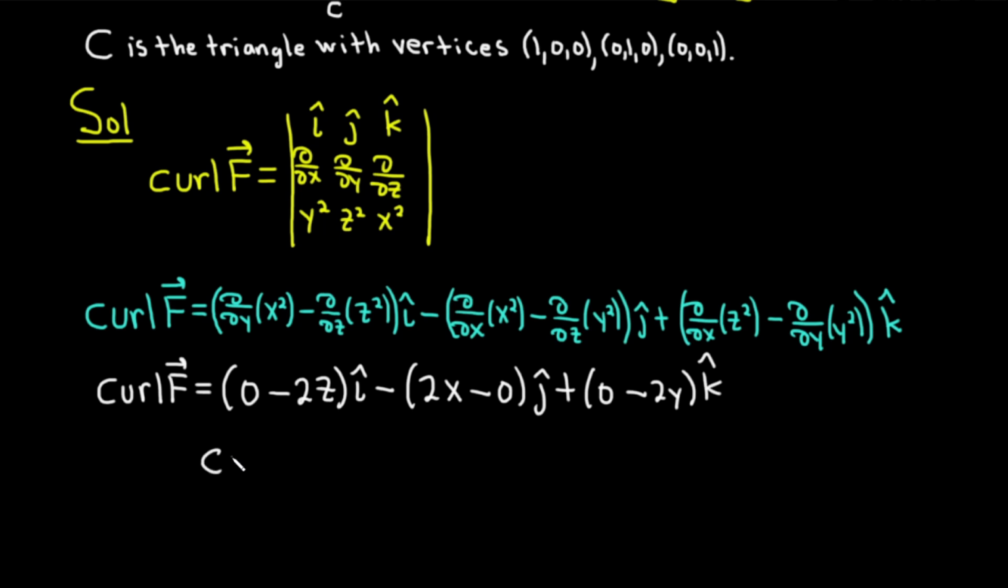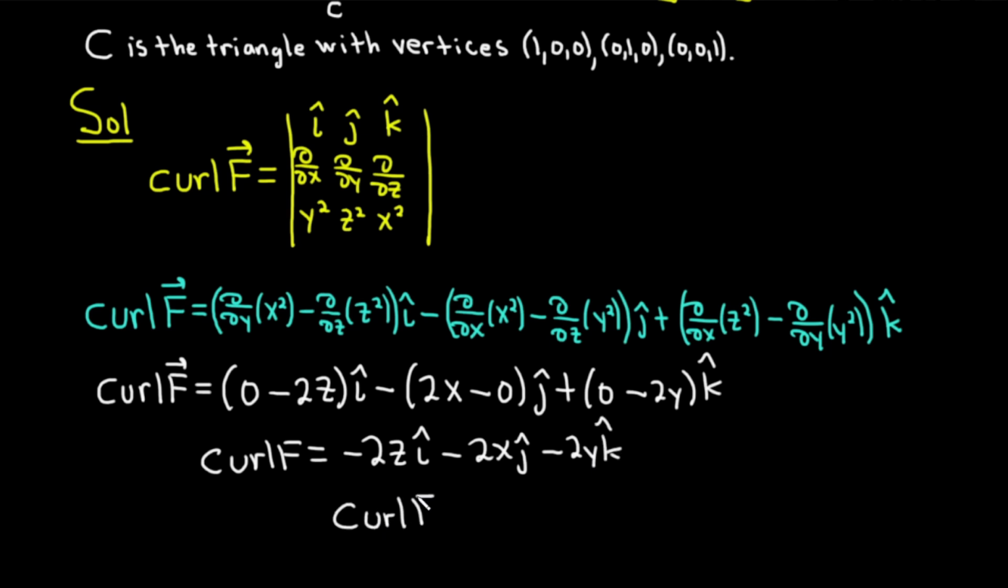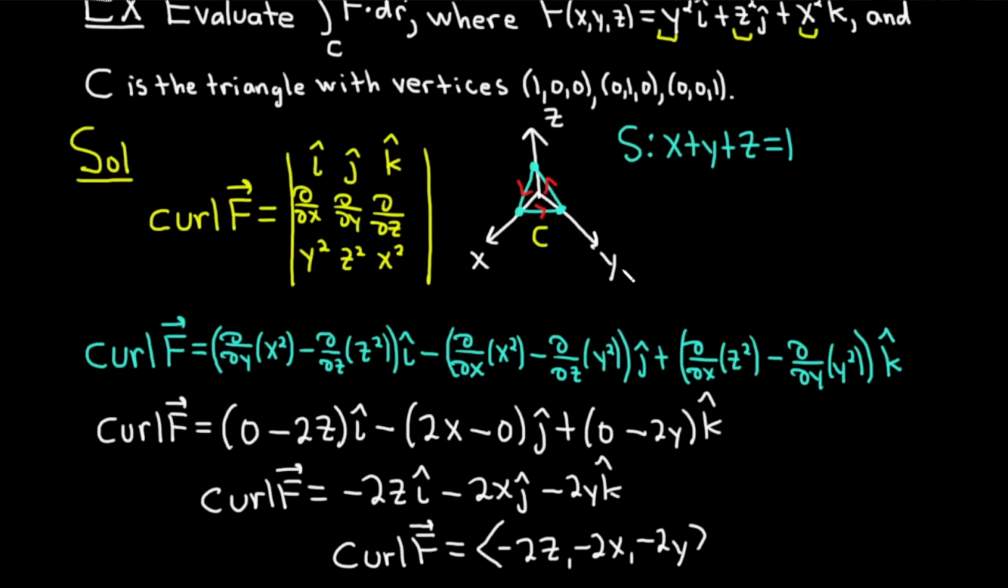So we end up with the curl of F is equal to negative 2z i hat, negative 2x j hat, minus 2y k hat. And I'm going to write this in component form because it will make life a little bit easier. It looks better. So this is the vector with components negative 2z, negative 2x, negative 2y. Now that we have the curl of F, we need to pick a surface so that C is the boundary of that surface.